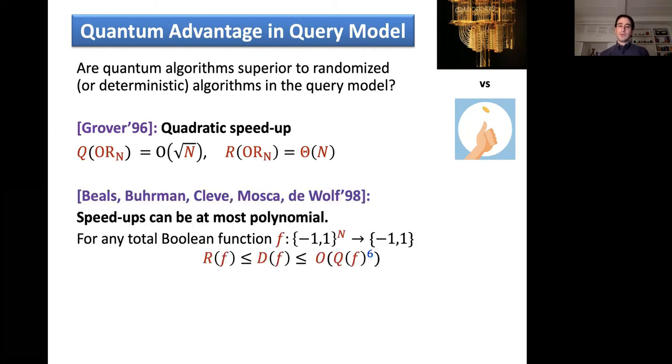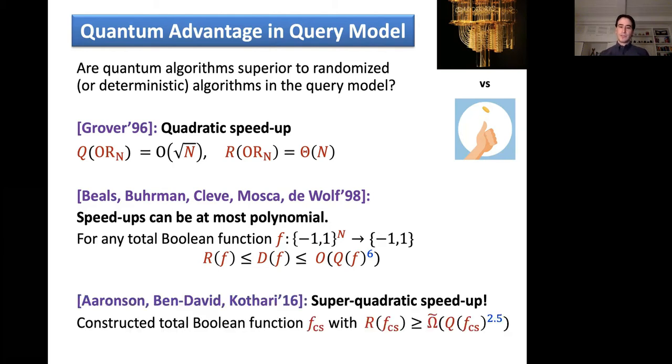Bills, Buhrman, Cleve, Mosca, and de Wolf show that speedups can be at most polynomial. Any total function that is defined for all possible strings of length n has randomized query complexity at most the quantum query complexity raised to the power 6. So in this setting, where the function is defined on all inputs, we cannot have more than a 6th-power saving.